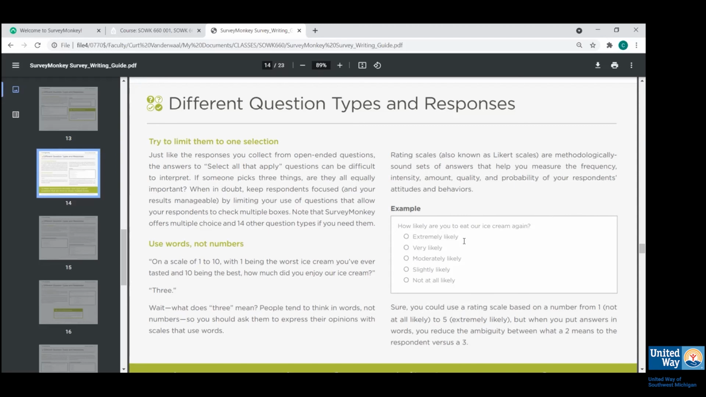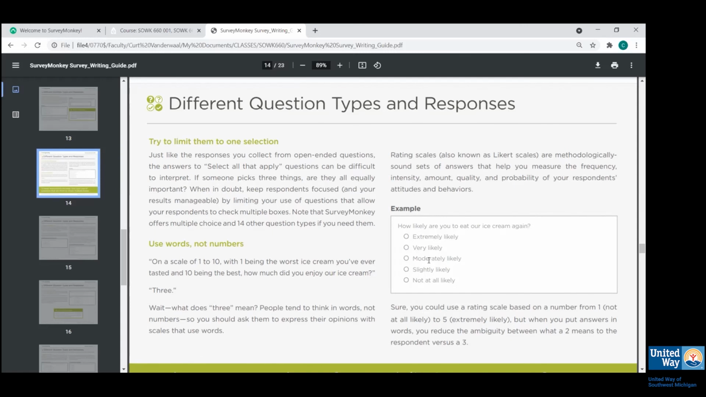We'll also talk in just a second about the ranges that you give. Like you can see here, extremely likely, very likely, moderately likely, slightly likely, not at all likely. Do we really need that many options, and do those really have enough value between them that it matters?